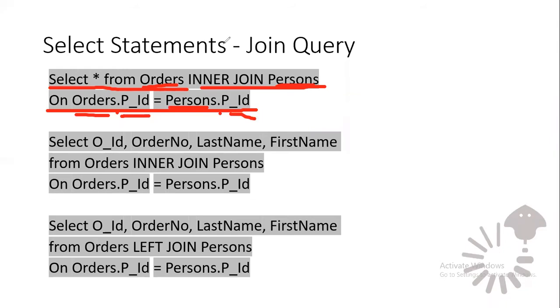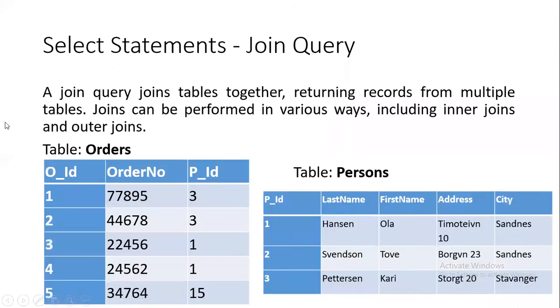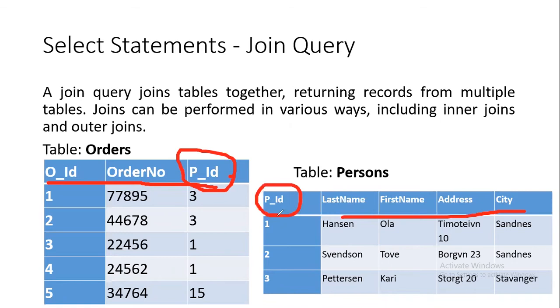So ibig sabihin, select all from table orders, table persons on PID, order.PID equal to persons.PID. Kung nag-match daw siya, 3, 3, 3, match, 1, 1, 1, yun daw yung i-join niya. Pagsasamahin niya yun sa into 1 result set. Okay?